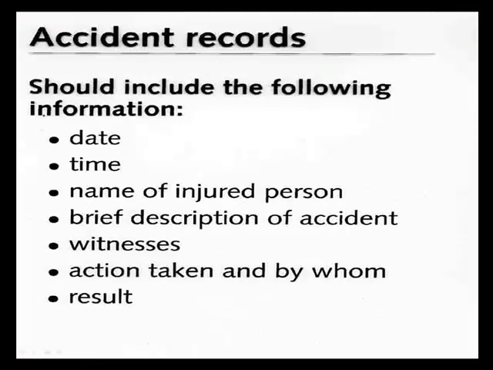Accident records. This is the sort of information you should find in your accident book. The date of the accident, the time of the accident, name of the injured person, brief description of the accident, any witnesses, action taken and by whom. Now, this is the person that would investigate the accident, and they would write into the accident book the action they have taken after investigating the accident and the result of the action they have taken.